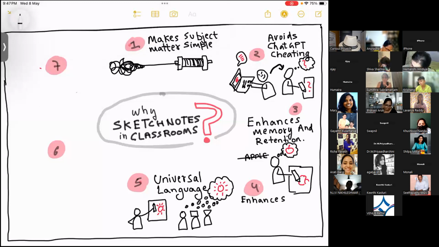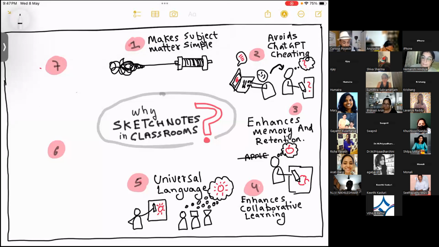Enhances collaborative. I pay a huge attention in avoiding my cursive handwriting, folks. Cursive handwriting is a spoiler of sketchnotes. So enhances collaborative learning, which means I have got less space here as well. So what I'll draw is, I will draw this person.